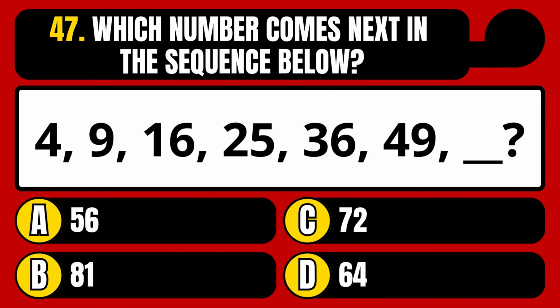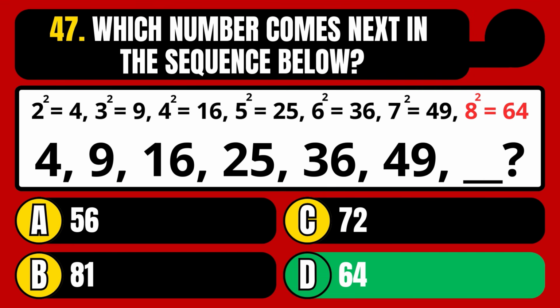Which number comes next in the sequence below? 56, 81, 72, or 64? The correct answer is option D, 64.